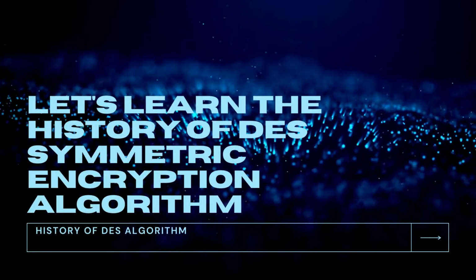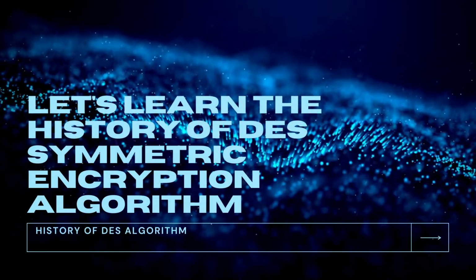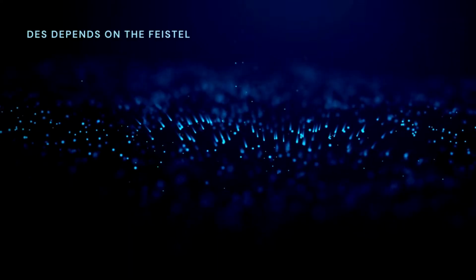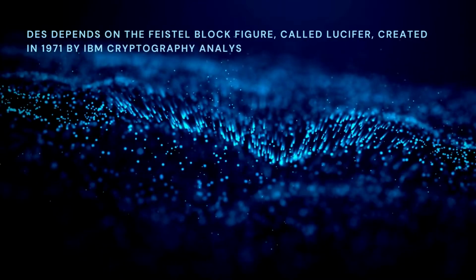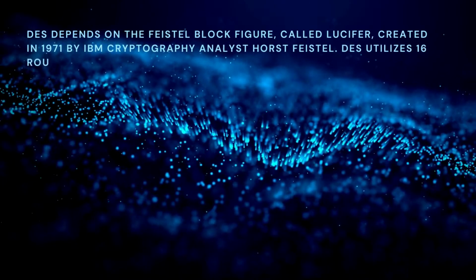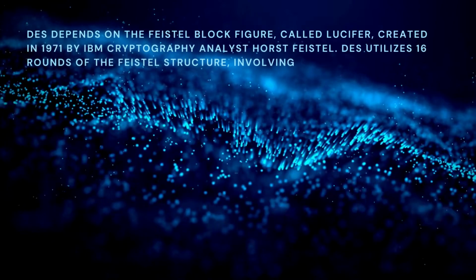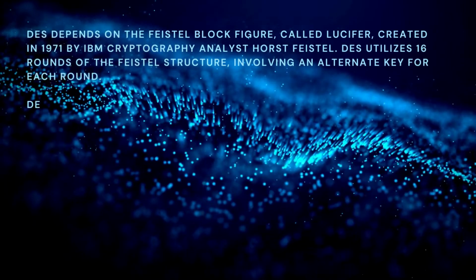Let's learn the history of DES Symmetric Encryption Algorithm. DES depends on the Feistel block cipher, called Lucifer, created in 1971 by IBM cryptography analyst Horst Feistel. DES utilizes 16 rounds of the Feistel structure, involving an alternate key for each round.